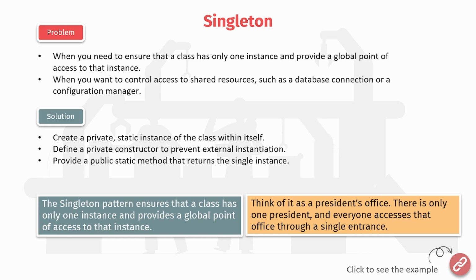So if you want to control access to shared resources such as a database connection or a configuration manager, meaning that if your application deals with a database, and if you have multiple connections to the database, then there will be data concurrency issues, right? So one process might update the database while some other process is trying to read it, or rather two updates can happen at the same time, right?